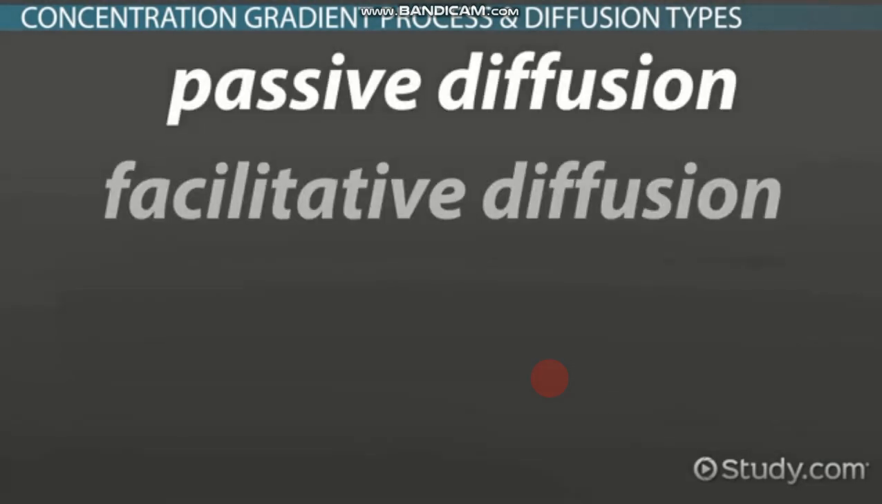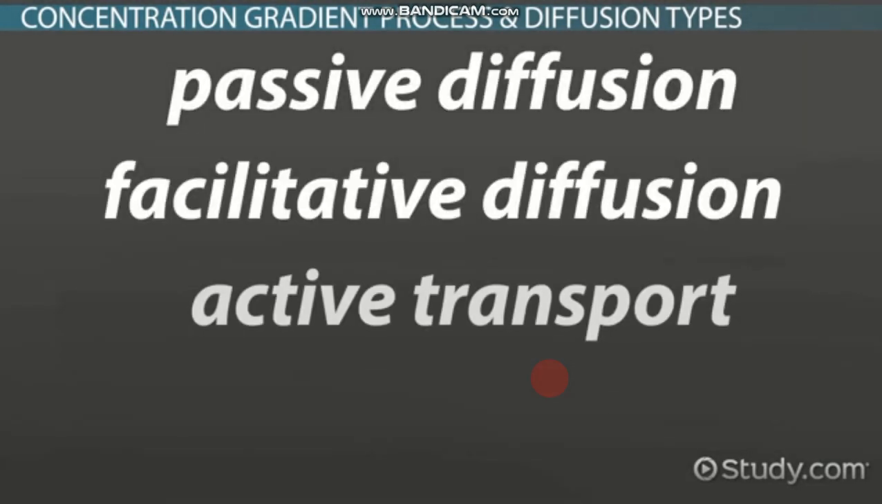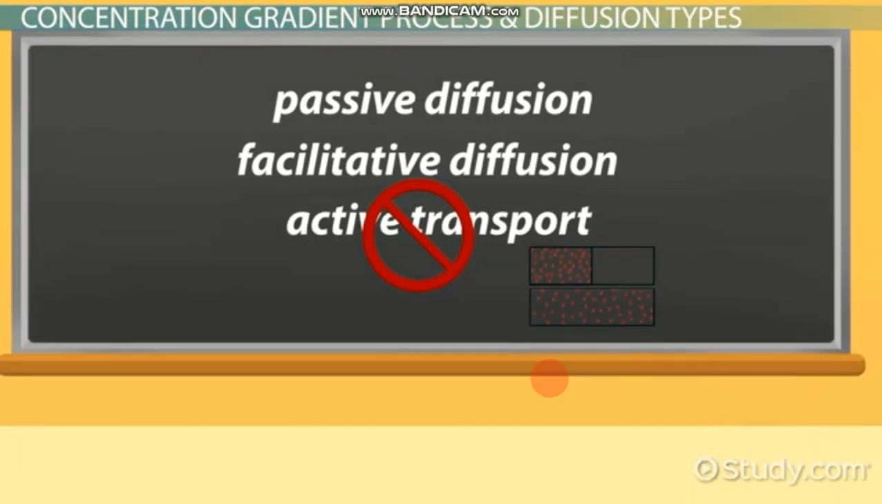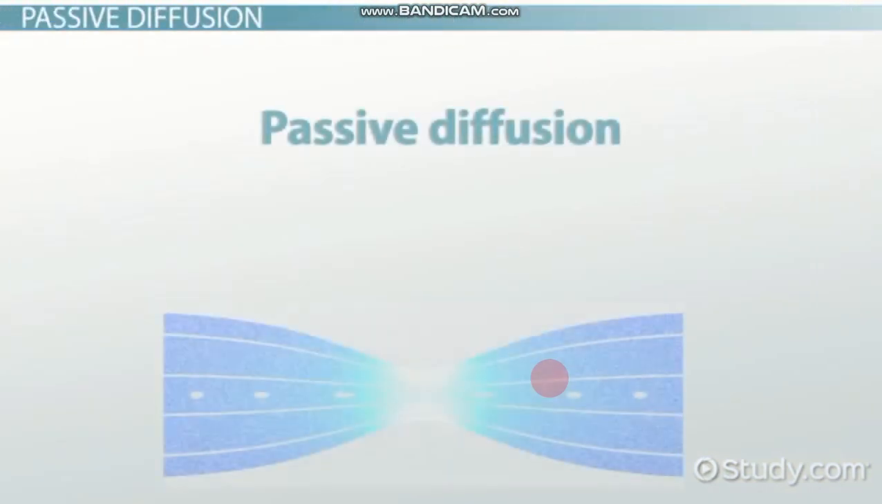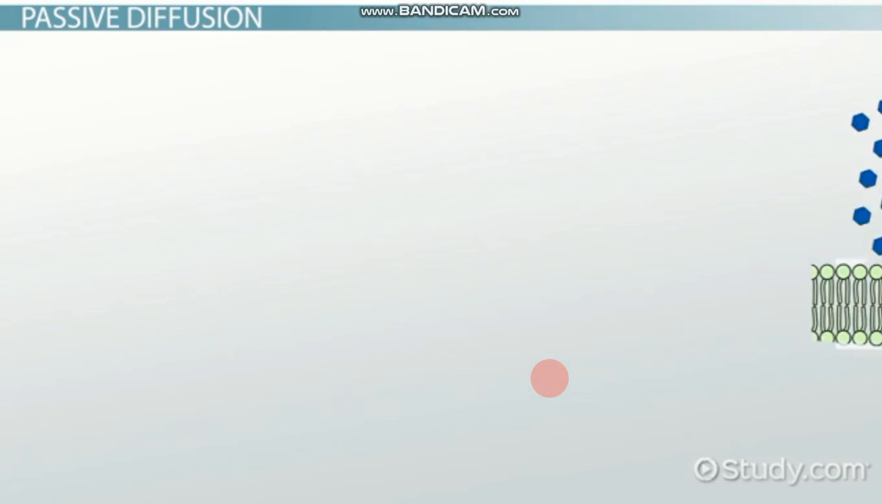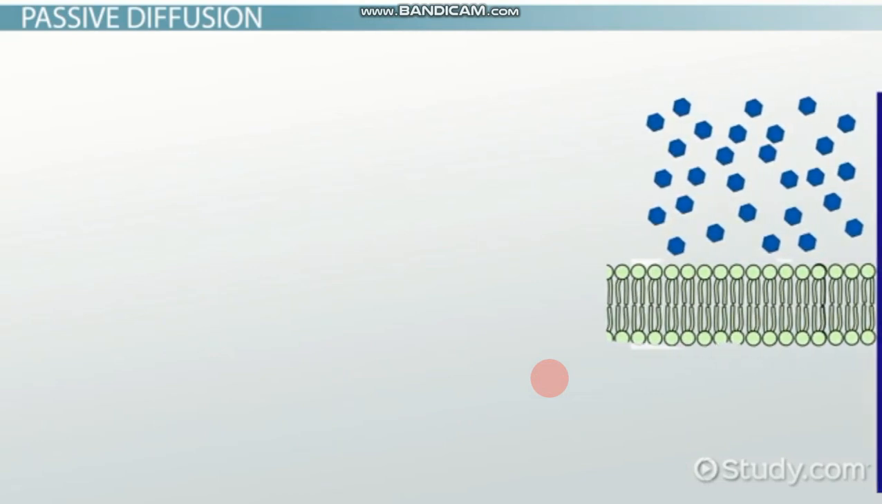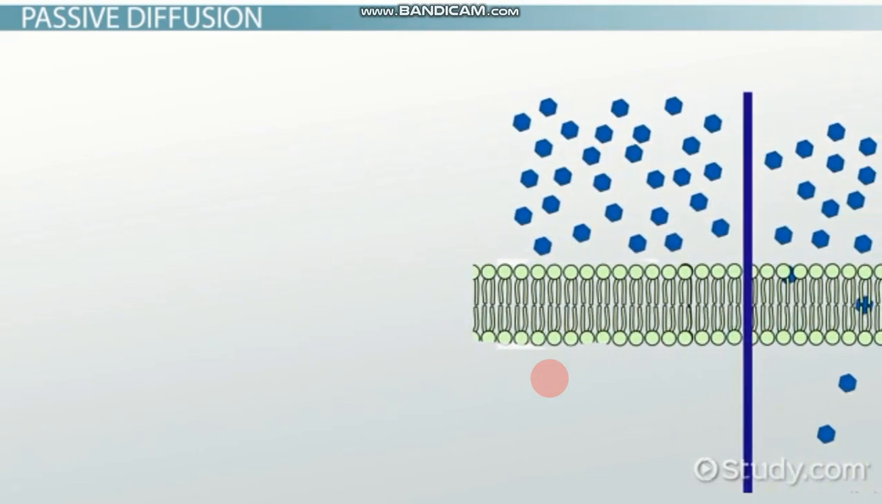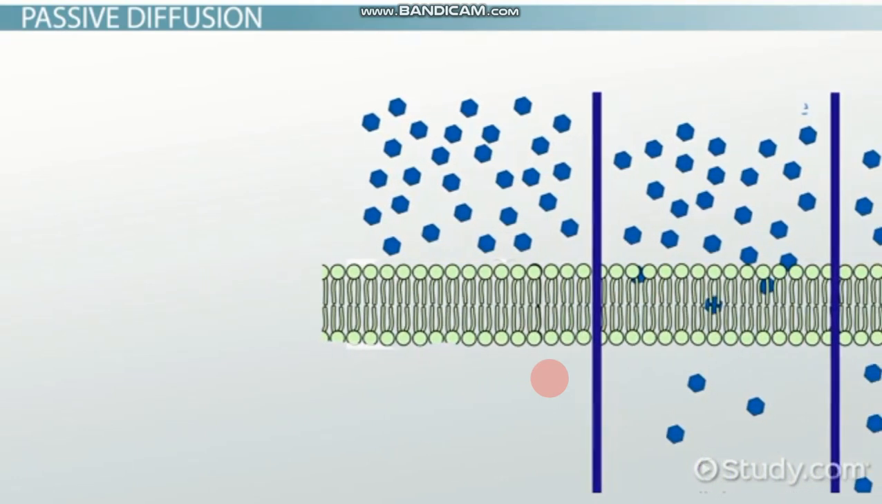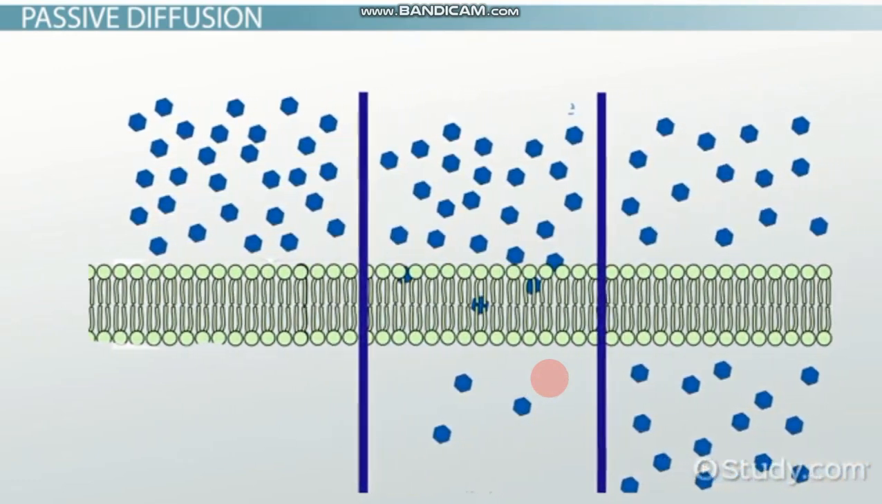There are three types of diffusion: passive diffusion, facilitative diffusion, and active transport. Because active transport does not happen along the concentration gradient, it will not be covered in this lesson. Instead, let's first discuss passive diffusion. Passive diffusion does not require energy, it happens by random motion. In a solution or gas that has an area of high numbers of particles and an area of low numbers of particles, the particles will diffuse, or move, from the area of higher to the area of lower concentration.